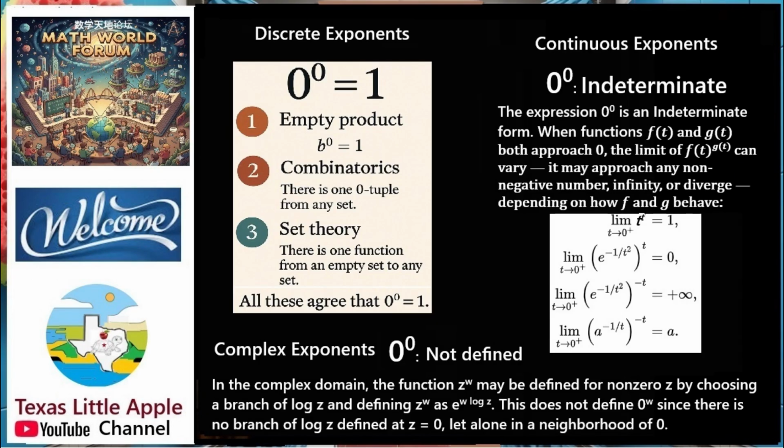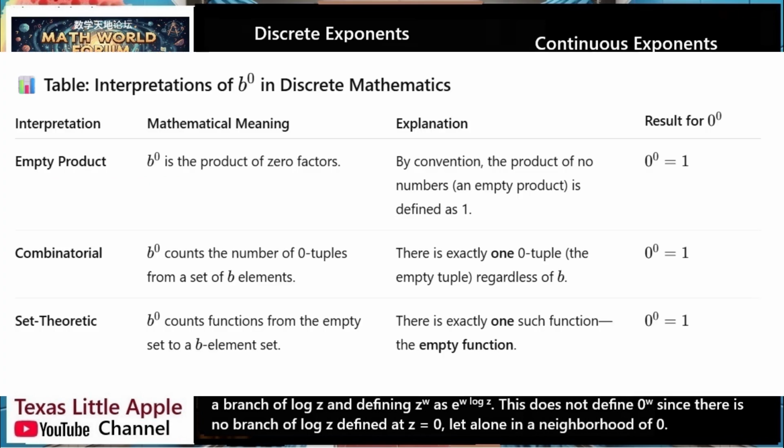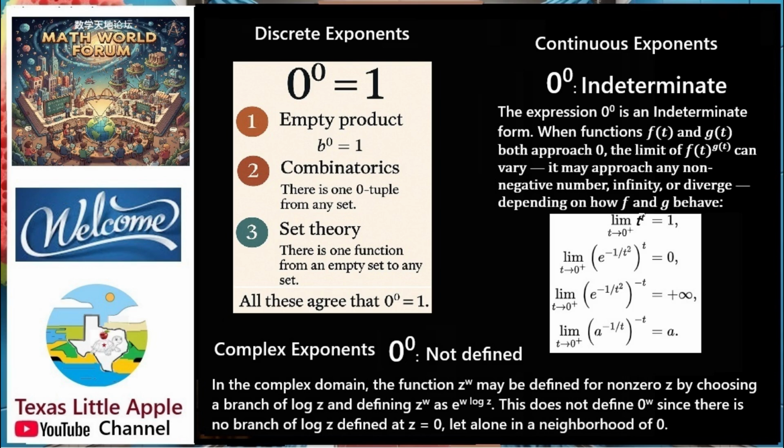Many widely used formulas involving natural number exponents require 0 to the 0 power to be defined as 1. For example, the three interpretations presented of the number b to the 0 power make just as much sense for b equal to 0 as they do for positive integers b. As for continuous exponents, the value of 0 to the 0 power is indeterminate due to the limit's behavior. For complex exponents, the value of 0 to the 0 power, however, is not defined at all.